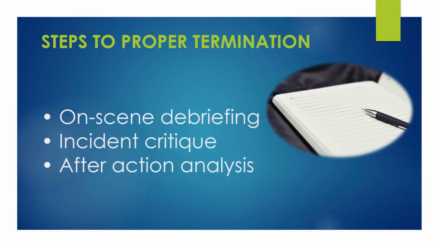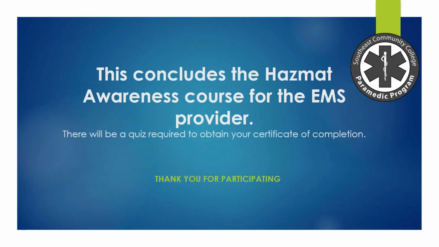So the proper steps are an on-scene debriefing. Once the incident is over, very quickly have that conversation of what went well, what didn't go well, what the problems were, what the roadblocks were. Then we'll do an incident critique later, where we talk to people together and see if we can find a plan to overcome those obstacles a little better, and then incorporate that into an analysis of what we did well and how we're going to make this better next time. Now, this concludes our Hazmat Awareness course.